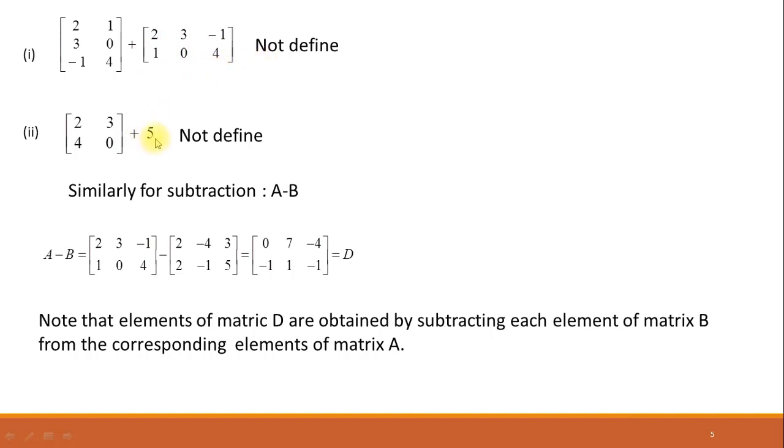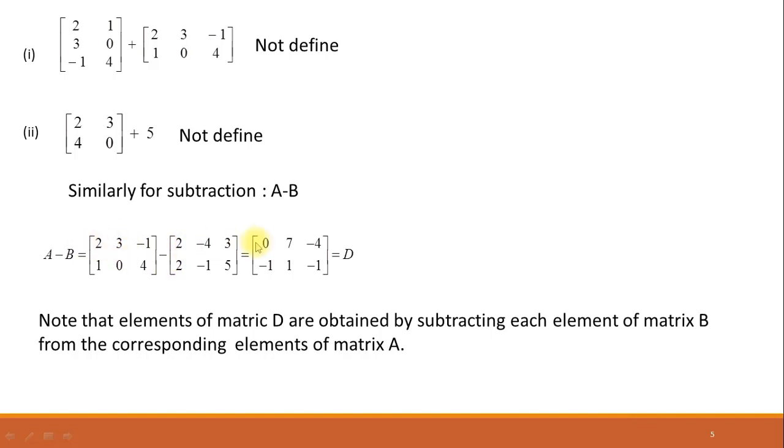Similarly, we cannot add a scalar to a matrix. We just add two matrices, and two matrices can be added when they have the same order. Similarly, the same condition applies for the subtraction of two matrices. For example, A minus B: subtract the corresponding element of B from A, we get the result.